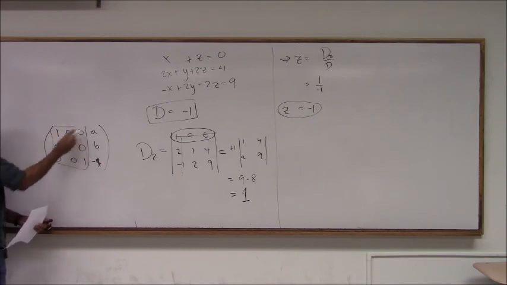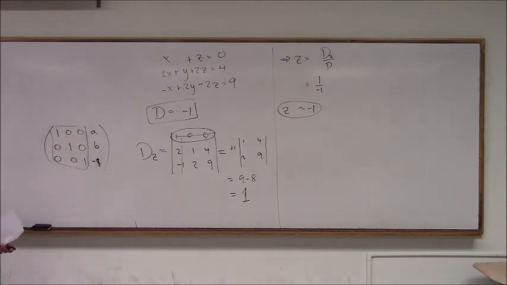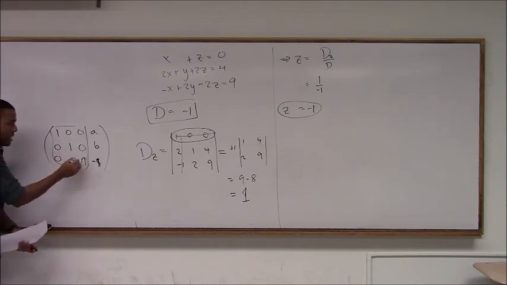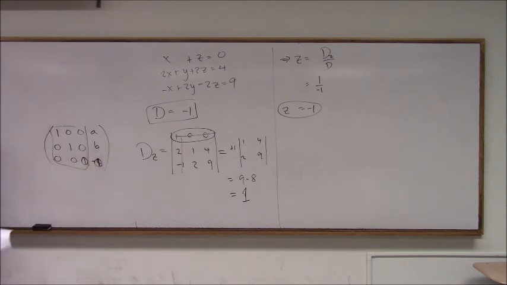Literally, the only way to say X equals this, Y equals this, Z equals that, is to get the identity on this side. If you didn't have the identity, you wouldn't have a unique solution. You would either have no solution or be in the case of Cramer's rule where you get infinite solutions.